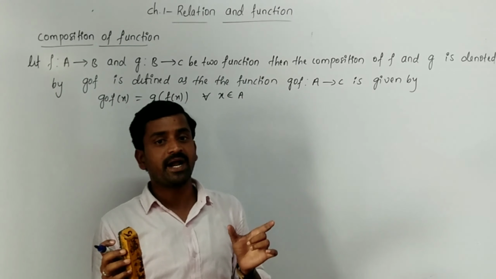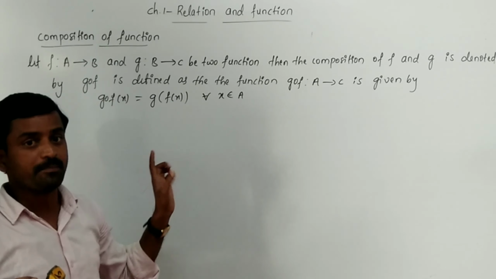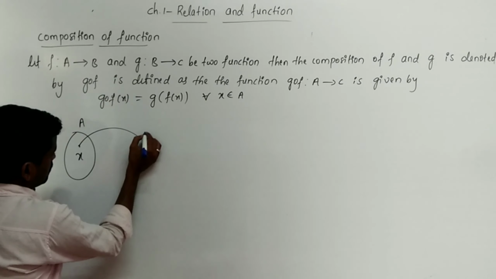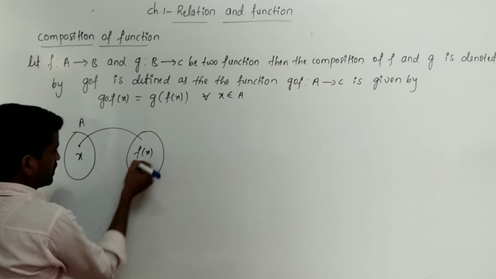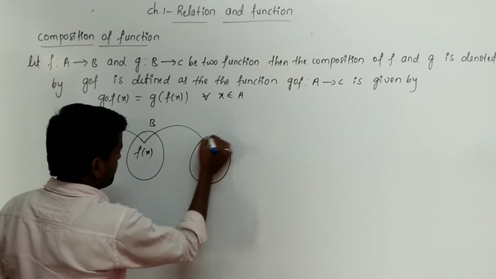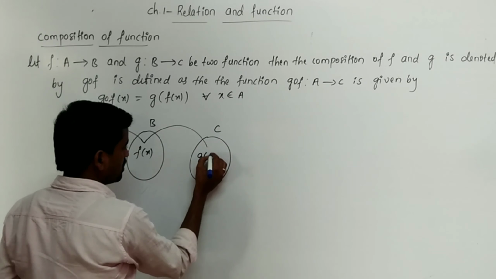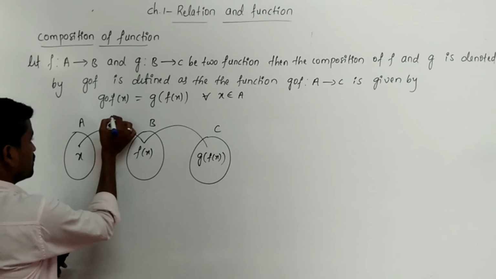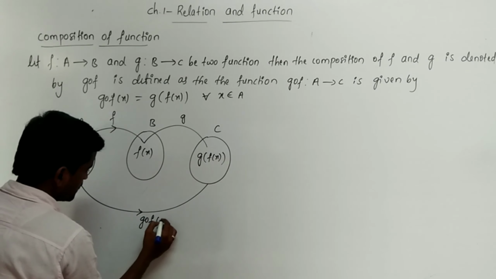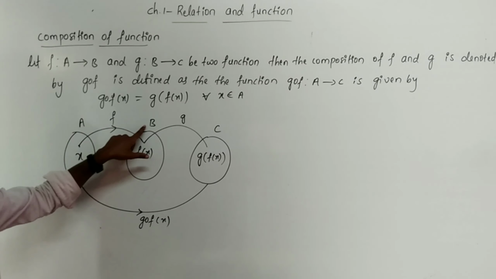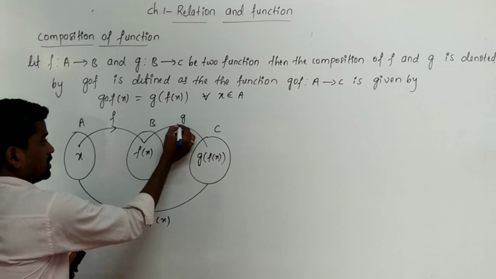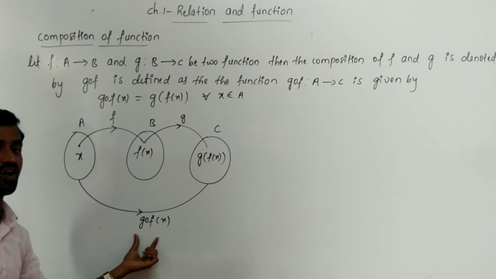See, composition is a combination of these two functions. Set A has elements x, f of x is in set B, and then g of f of x is in set C. The composition of f and g is this one, g of f of x. Set A, set B, set C, f such that A to B, g such that B to C. The composition of f and g is g of f.